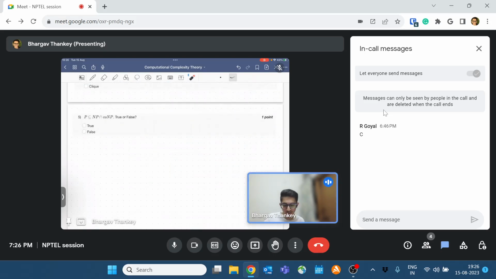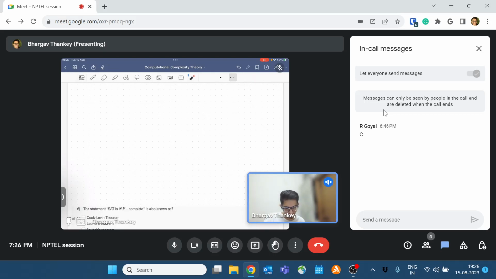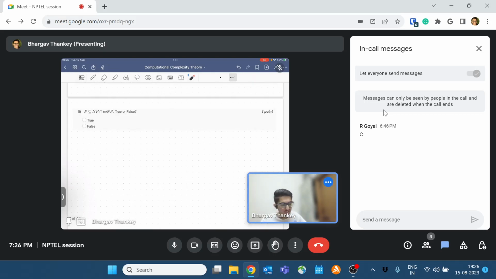Okay, so the next problem is: P is contained in NP intersection co-NP. Is this true or false? It's true because there would be a portion of the NP set whose complement would also be contained in the intersection, because the entire intersection of NP and co-NP cannot be equal to P. Only a subset of the intersection. We don't know whether it's P, it might be P, we don't know. Therefore it's true.